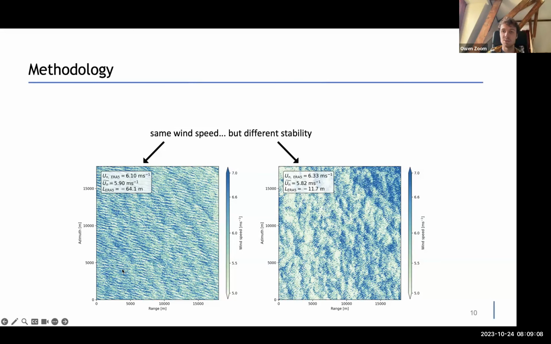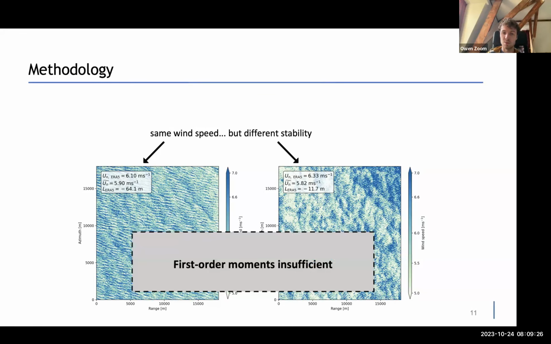If we ignore the high frequency swell, which is superimposed on the streakiness. So this is to show that even if we have the same wind speed, that alone is not enough information to discern the stability state. So using first order moments is insufficient.